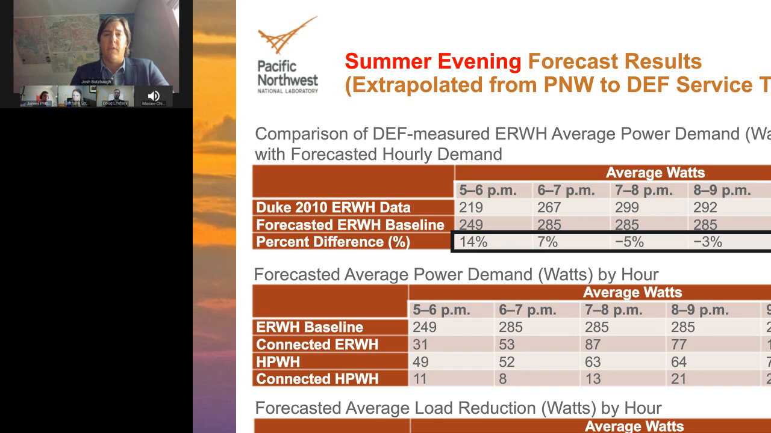And then the third one, which I think is the more interesting one, is that average load reduction by hour. And similar story, the connected heat pump water heater performed the best among the three compared to that electric resistance baseline. And then the uncontrolled heat pump water heater and the grid connected electric resistance water heater performed similarly.